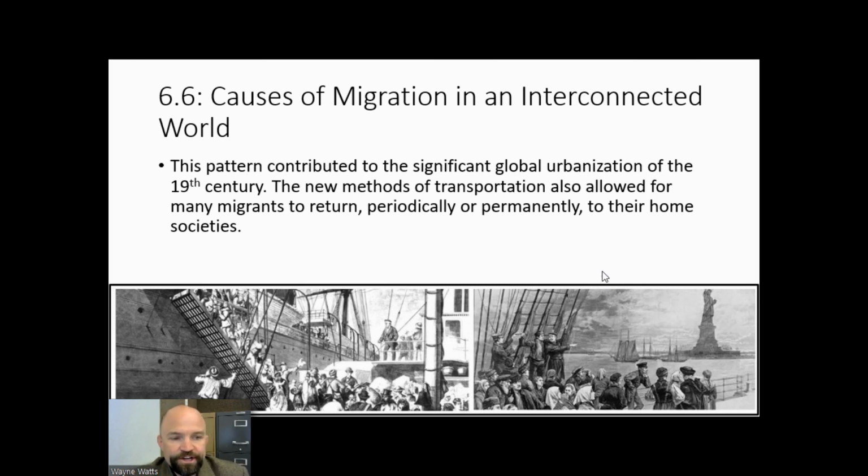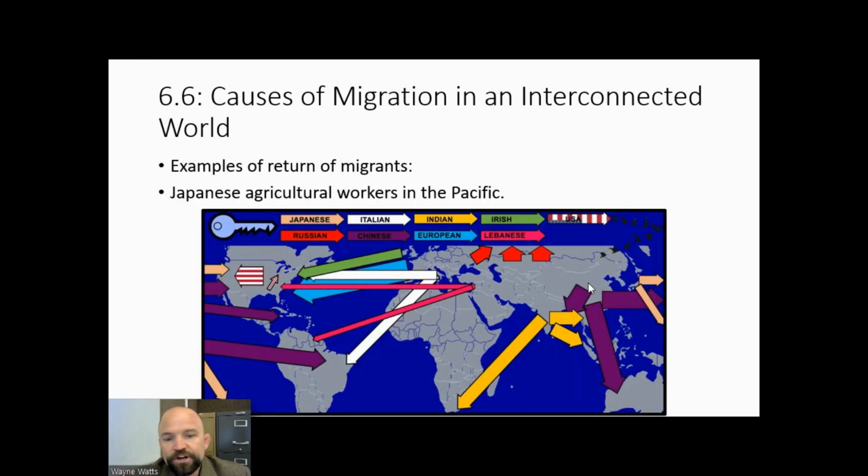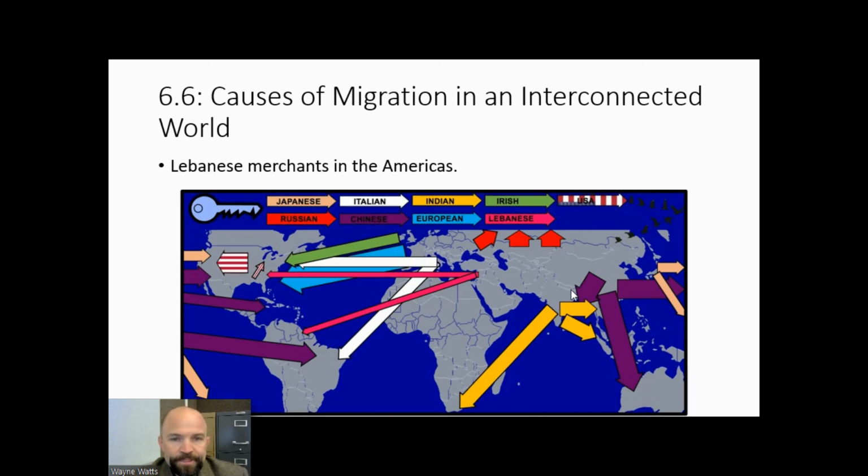Examples of return migrants include Japanese agricultural workers in the Pacific, Lebanese merchants in the Americas, Italian industrial workers in Argentina, Irish people moving to the United States, partially because of the potato famine in 1845, British engineers and geologists to South Asia and to Africa, South Africa mostly.